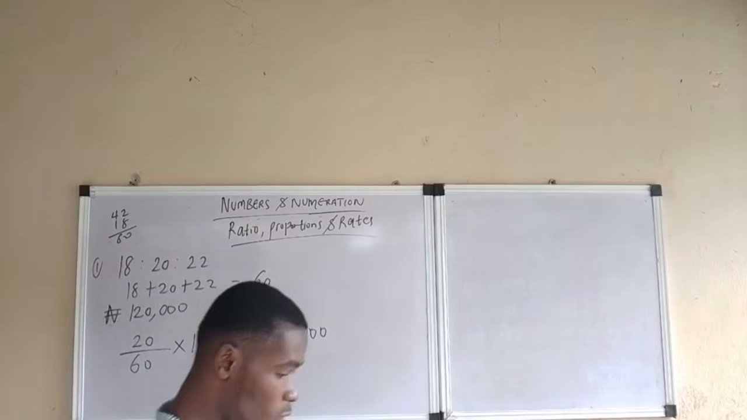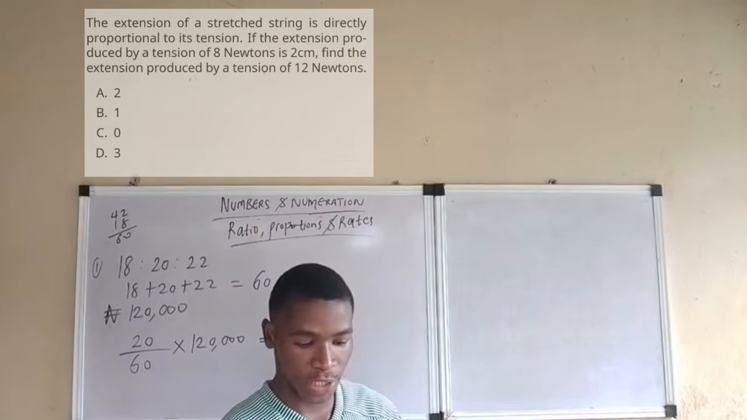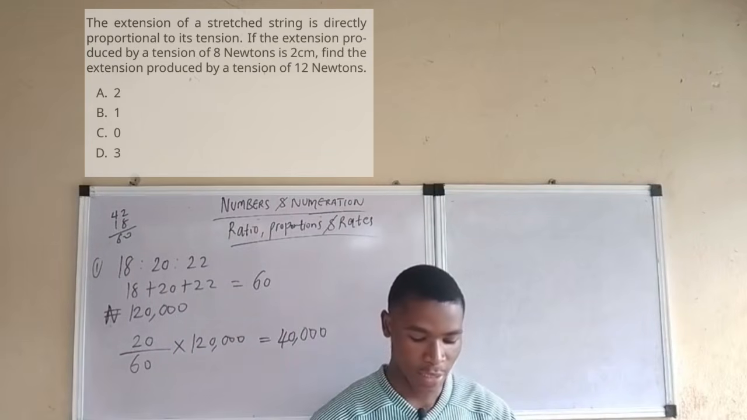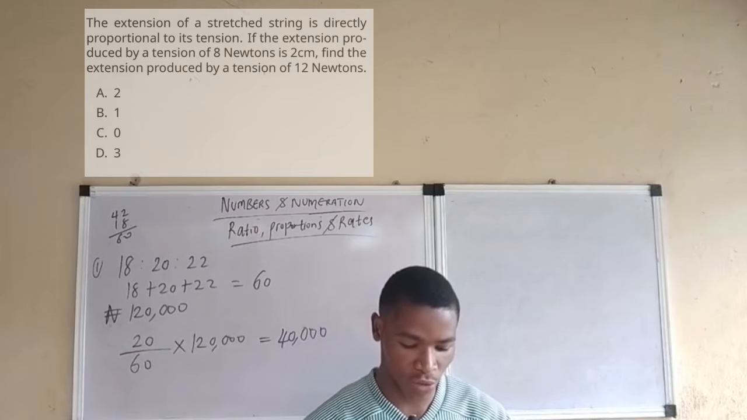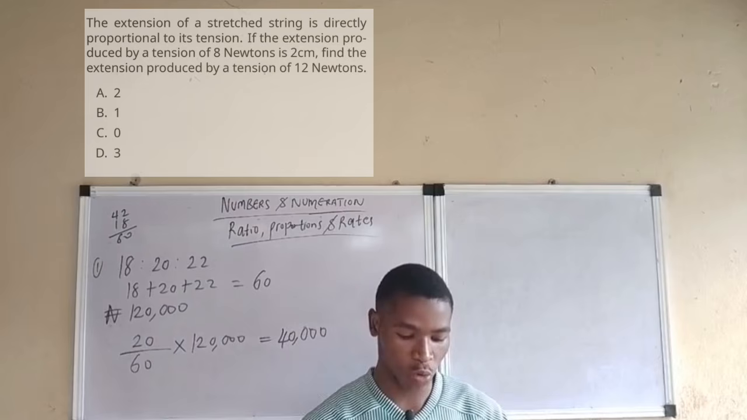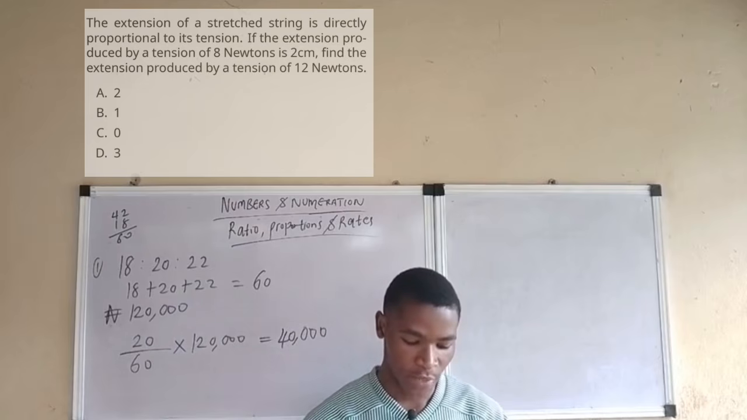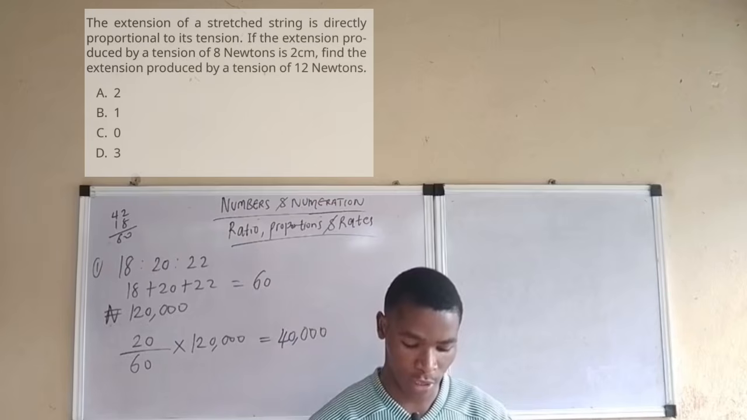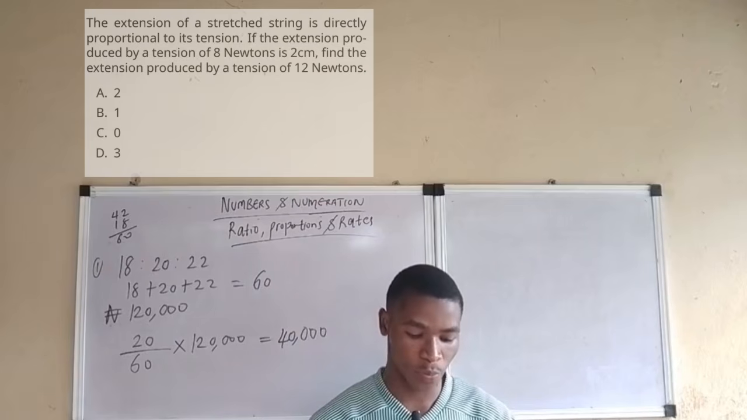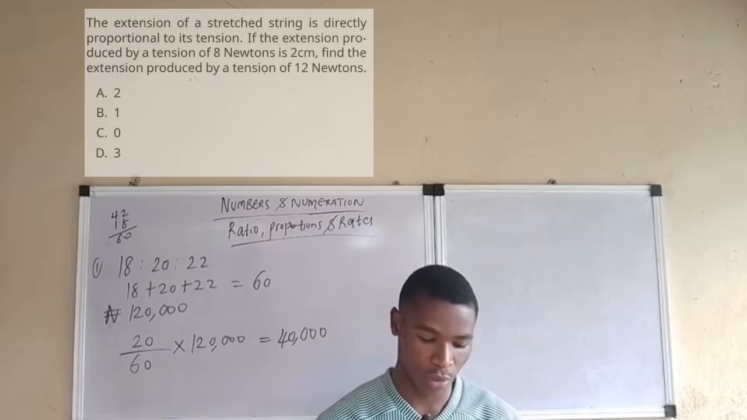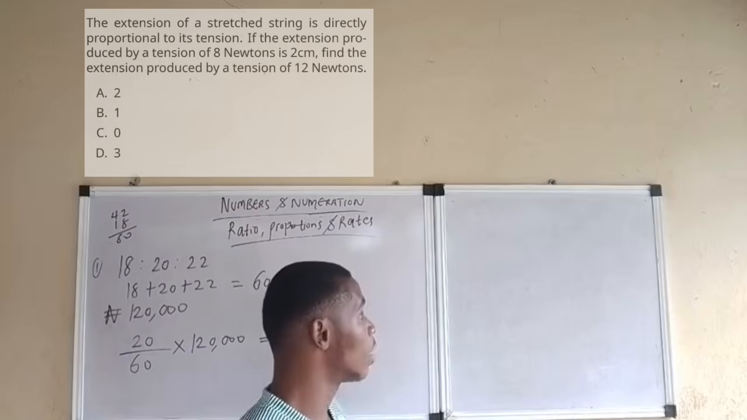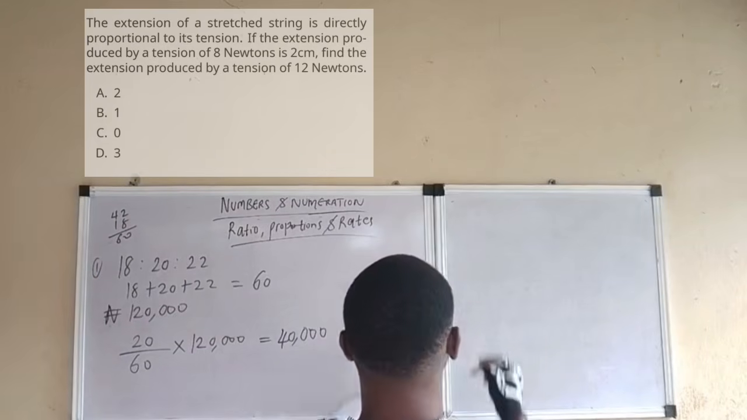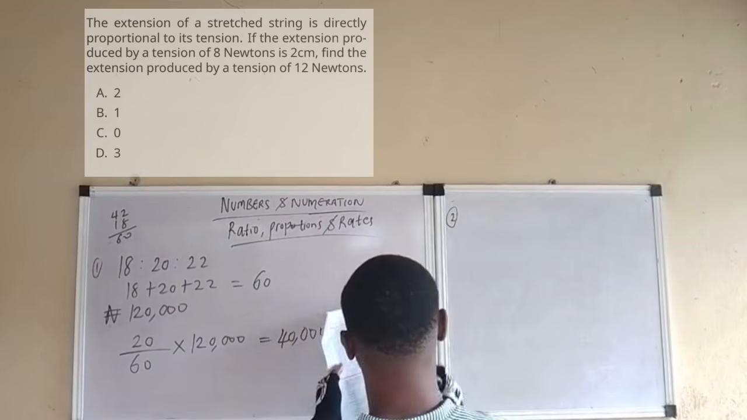Now we are going to be solving another question under rate, ratio, and proportion. The question says the extension of a string is directly proportional to its tension. If the extension produced by a tension of 8 Newton is 2 centimeter, find the extension produced by a tension of 12 Newton. So you first need to write out the parameters that are being mentioned here.